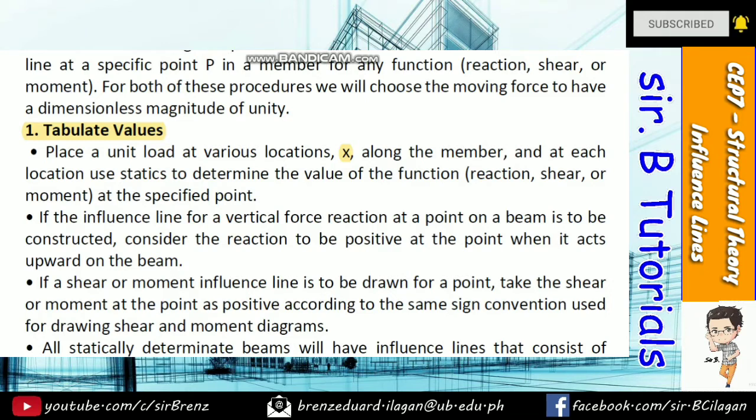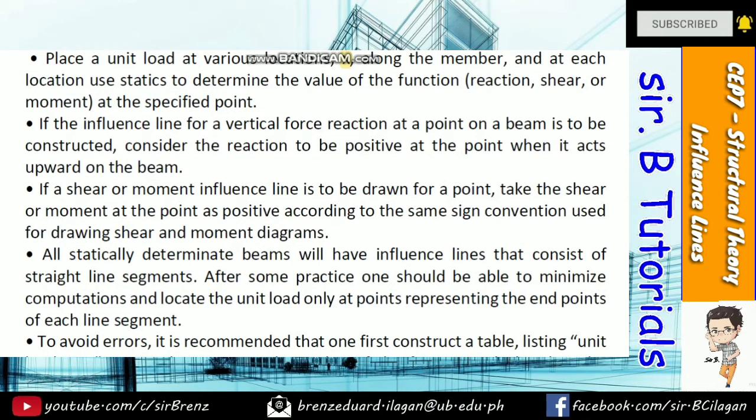Okay, so in the influence line for a vertical force, the reaction at a point on a beam is to be constructed. Consider the reaction to be positive at the point when it acts upward on the beam. So it says there that the reaction should be positive at a certain point when it acts upward on the beam. And if a shear or moment influence line is to be drawn for a point, take the shear or moment at the point as positive according to the sign convention used for drawing shear and moment diagrams. Okay guys, so this may have a positive or negative value. Again, when it is positive, that is considered to be in tension, and when negative, the member will have a compression. Okay?